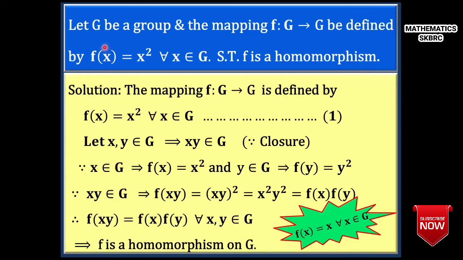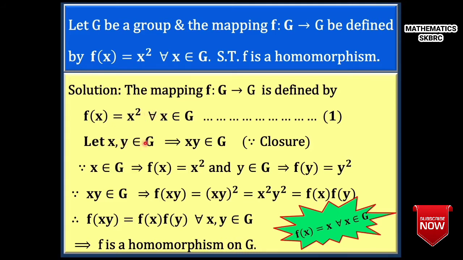Example for homomorphism. Let G be a group and the mapping F from G to G be defined by F of X is equal to X square for all X belongs to G. Show that F is a homomorphism. The mapping F from G to G defined by F of X is equal to X square for all X belongs to G is denoted by equation 1. Clearly, F is a well-defined mapping on G. Now we show that F is a homomorphism.